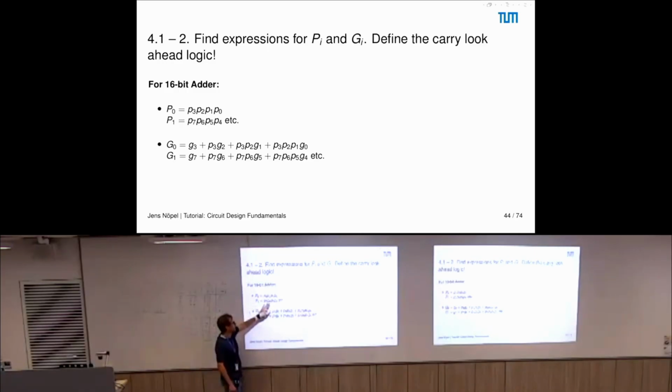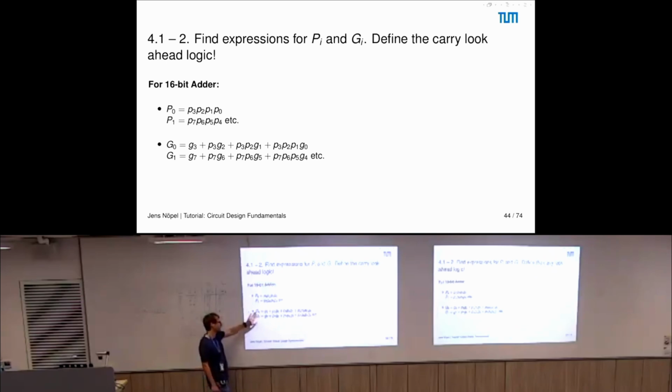These are dependent now on the bits 4 to 7. And so on. We do the same thing for P2. These are then dependent on the bits from 8 until 11 and so on. And for the generates, you also do exactly the same thing, right?